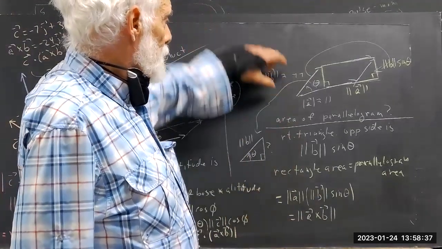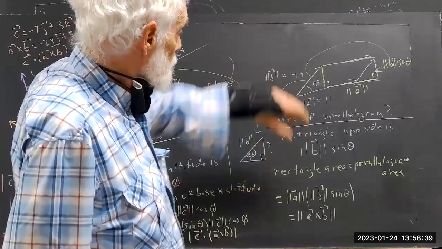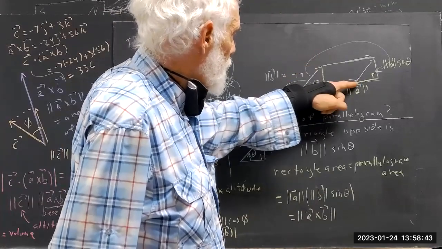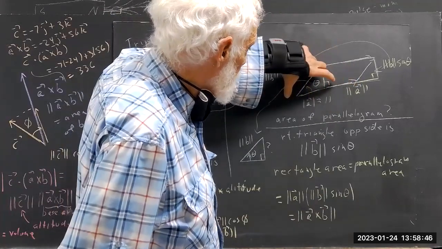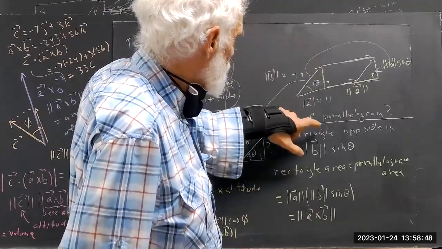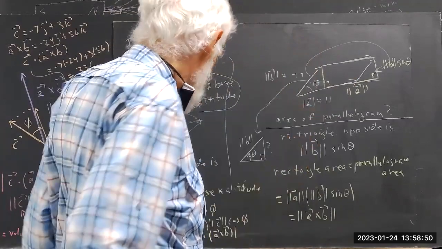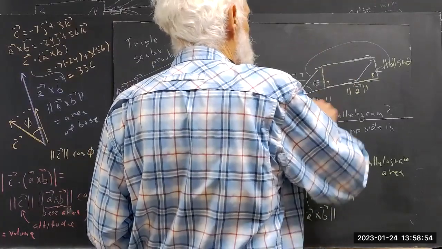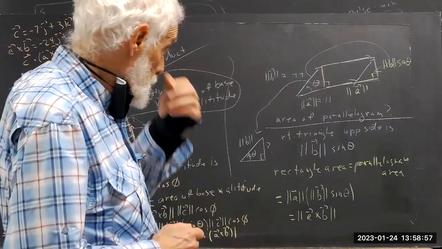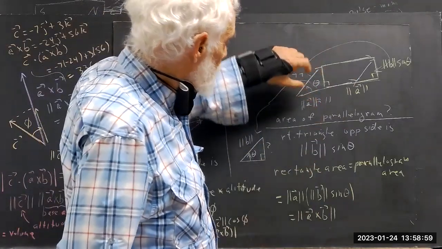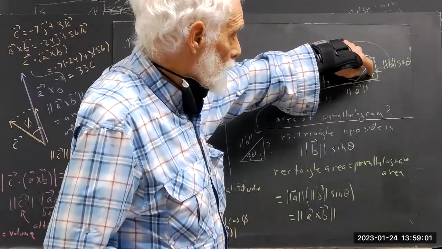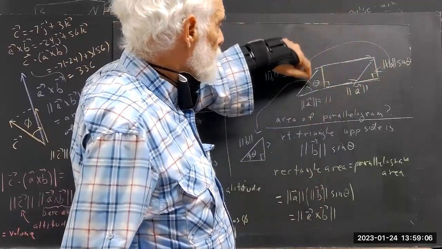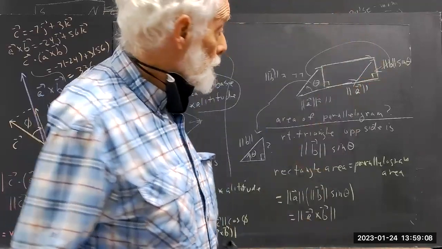But I think we did see the rearrangement of the parallelogram with sides B and A. Here's this vector. Magnitude of A is 11. And I should use magnitude sign. Okay. And we chop off this triangle, slap it down over here. And we now have a rectangle whose area is equal to that of the original parallelogram.